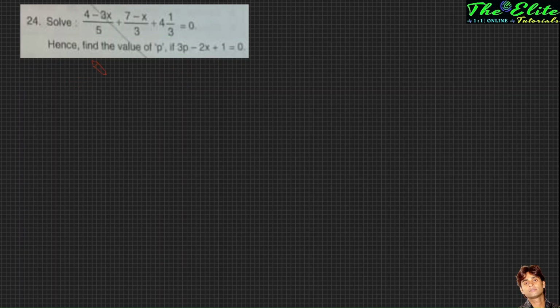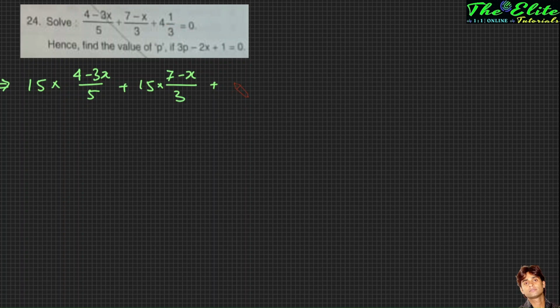So let's start. Again, as I told you, whenever you have the fraction form of the expression, you will find the LCM of the denominators and multiply all sides with that LCM. So what is the LCM of 5 and 3? Yes, 15. So we are going to multiply all terms by 15. We are going to write like this: 7 minus x upon 3, and then 4 times 3 is 12 plus 1 is 13, 13 by 3, right?